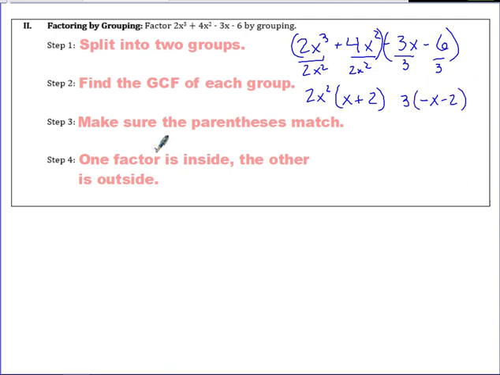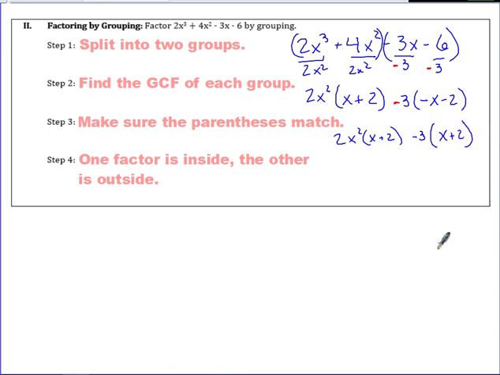All right. Step 3, make sure the parentheses match. So what is inside the parentheses has to be exactly the same in both of them in order to do this correctly. So right now they don't match. I have x plus 2 and negative x minus 2. So 9 times out of 10 when they don't match, it's because you just need to change this factor to a negative. So if I change it and factor out a negative 3, instead of a positive 3, my first term would stay the same. Okay, and if I factored out a negative 3, then I would be left with x plus 2, and they would match up.